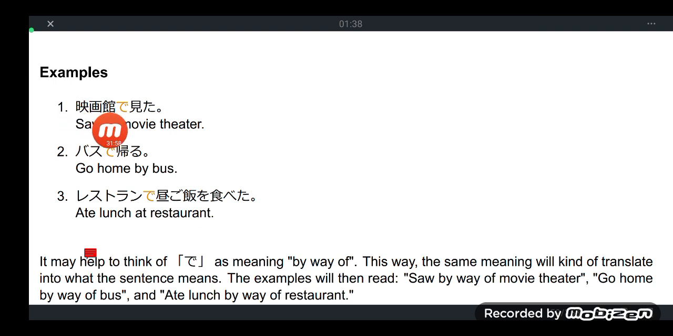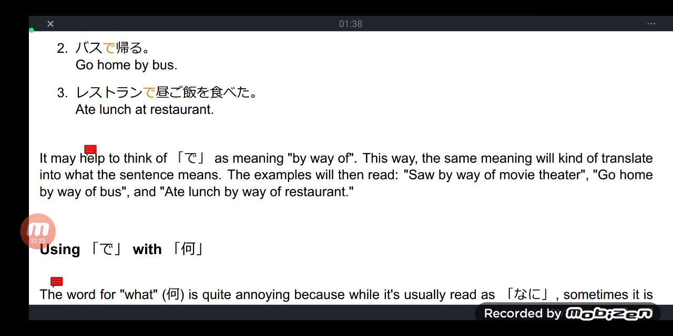Just like this. Written in orange font is de. Eigakan de mita. Eigakan de mita. So, watched a movie at the theater. Basu de kaeru, go home by bus. Restaurant de hirugohan wo tabeta. Ate lunch at a restaurant.